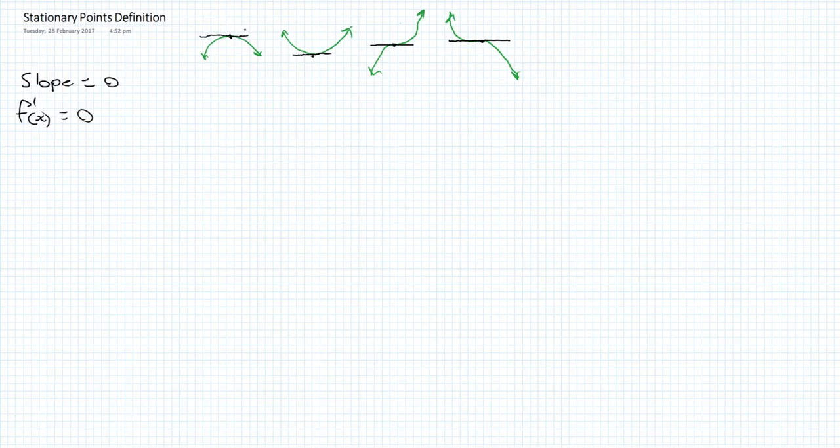Well, if we want to get really specific, these two are stationary points, and these two here are stationary inflections. So I'll write that in there. Stationary inflections. So what are these going to look like when we draw a sign diagram of our derivative function?